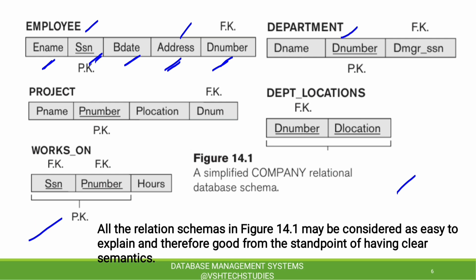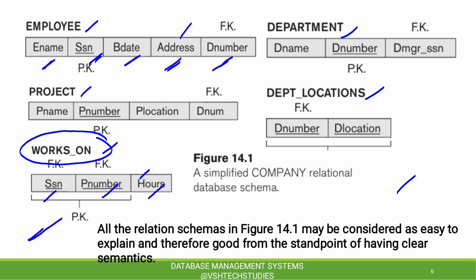So this belongs to the department entity type, this one to the project entity type, and here the department locations entity type. Only this works on relation belongs to a relationship type. Its attributes are the social security number of the employee, the project number on which that employee works, and for how many hours that employee works on that project number. So this relation schema stores all the attributes of only one relationship type.